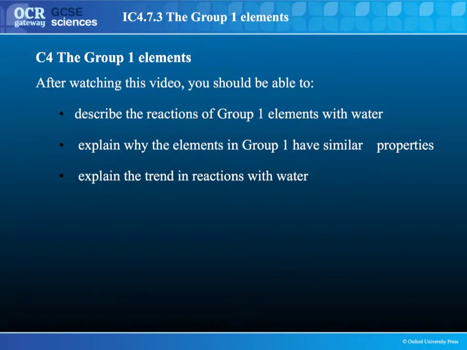The aim of this video is that by the end of watching it you should be able to describe the reactions of Group 1 elements with water. You should be able to explain why they've got similarities, and you should also be able to explain the trend in the reactions with water.